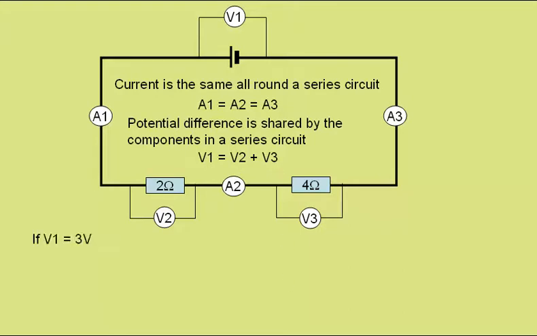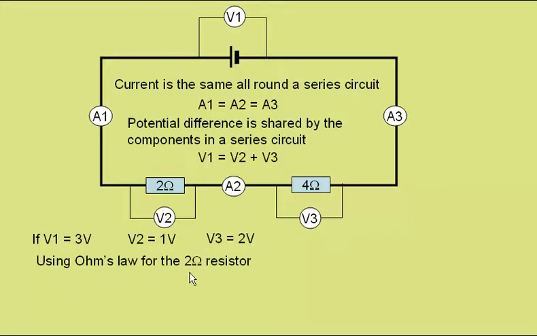Giving some values, I'll say that voltmeter 1 has a reading of 3 volts, and in that case voltmeter 2 would have a reading of 1 volt, and voltmeter 3 would have a reading of 2 volts. The reason being, the 2 ohm resistor has only half the resistance of the 4 ohm resistor, and therefore only half the energy is needed to pass through it. The voltmeters read potential difference or energy transferred, so 1 volt is half the energy transferred as 2 volts.